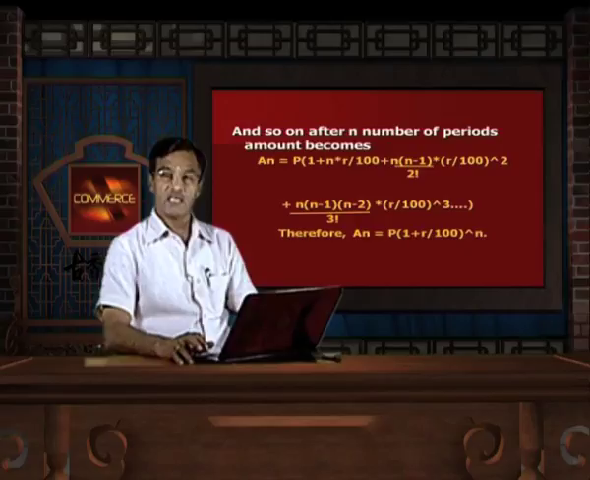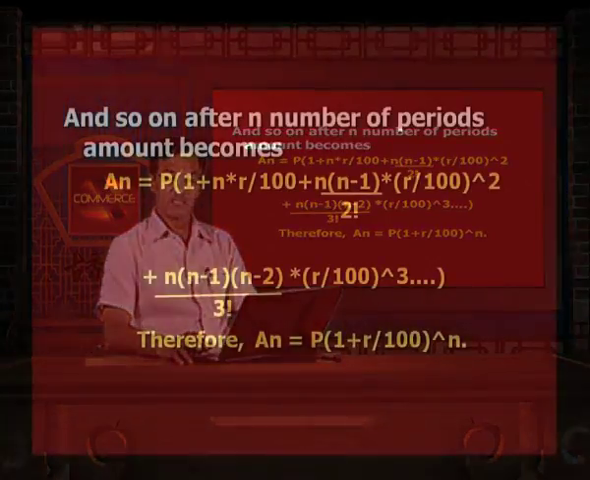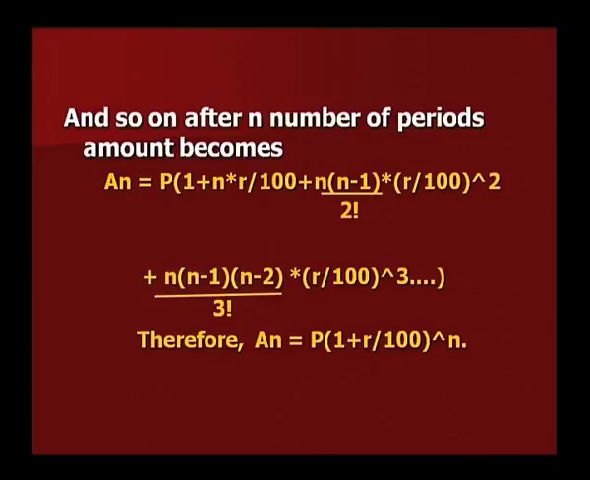This formula is generated by using binomial theorem. We have (a + b)^n as a^n + n a^(n-1) b + n(n-1)/factorial 2 a^(n-2) b^2 and so on.